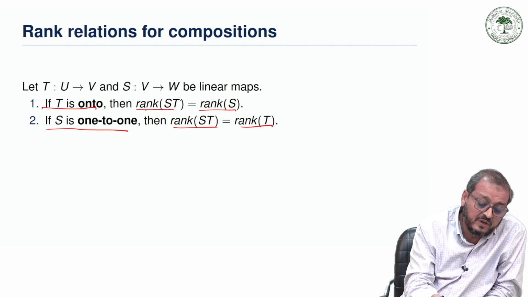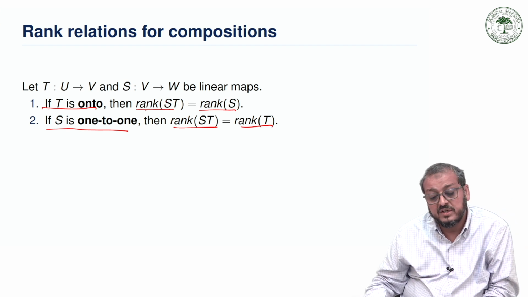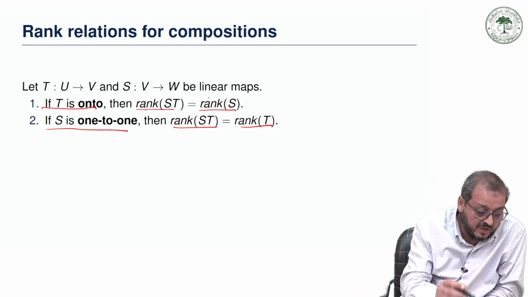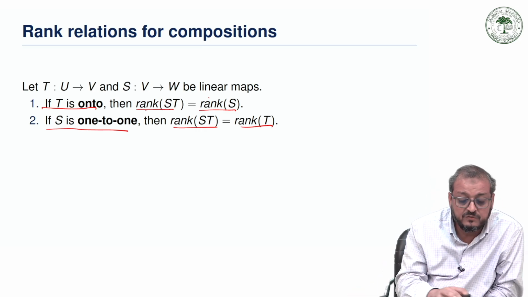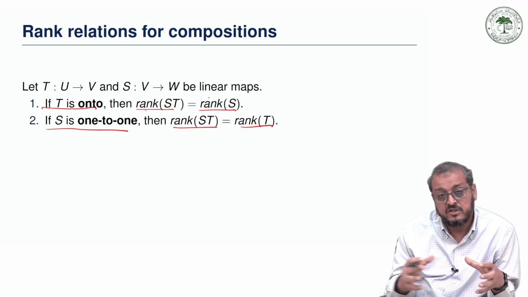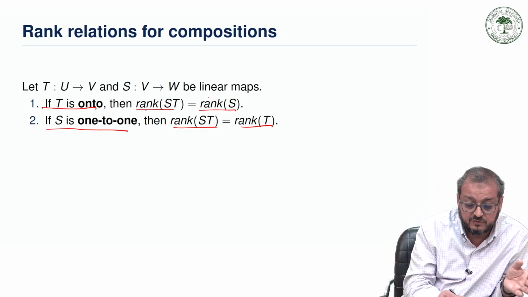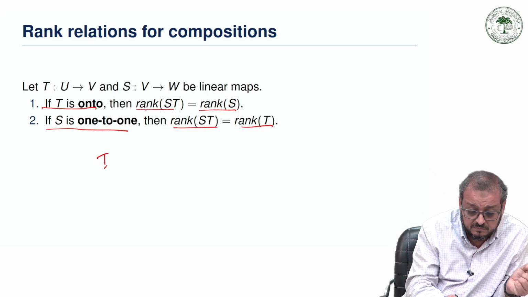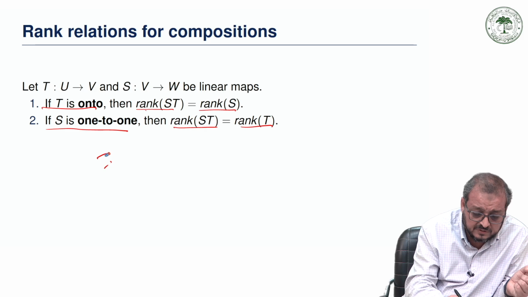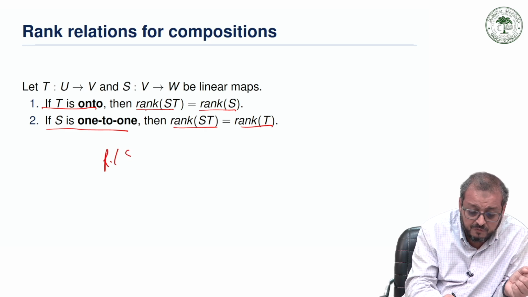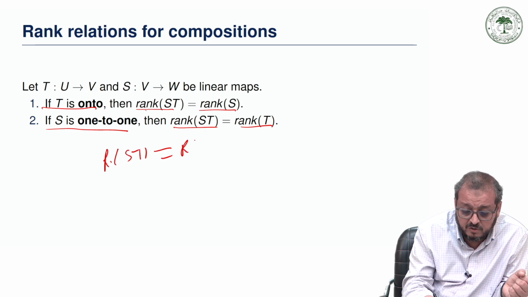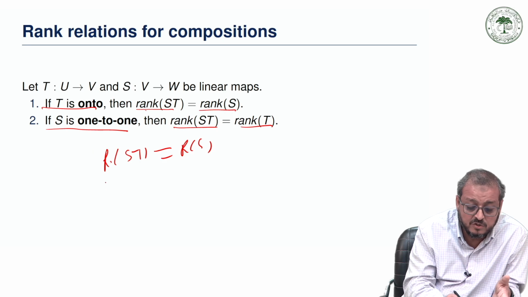So for the rank of ST, first we find the image of ST, and then also the image of S, and then we have to put it into this form. First we try to show that the range of ST is the same as the range of S, then we use the dimension theorem.